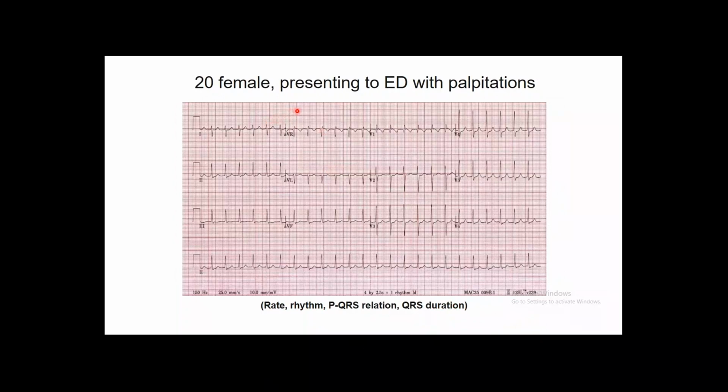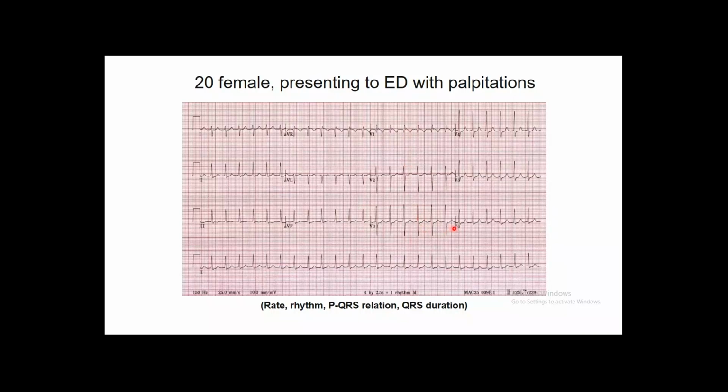This 20-year-old female patient presented with palpitation. Regarding the rate, the heart rate is very rapid, around 170 or 180 per minute. The rhythm is regular. P wave and QRS: if we look at first time, we don't see any P wave. But if we look carefully at the terminal part of QRS in V1, we will note a small notch that might be a P wave after the QRS complex.